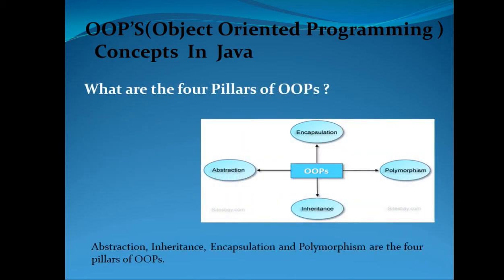Now, the very important question: what are the four pillars of OOPS? These are the four pillars of OOPS, as you see in the diagram. Abstraction, inheritance, encapsulation, and polymorphism are the four pillars of OOPS. Please note this diagram. This is very helpful for you.